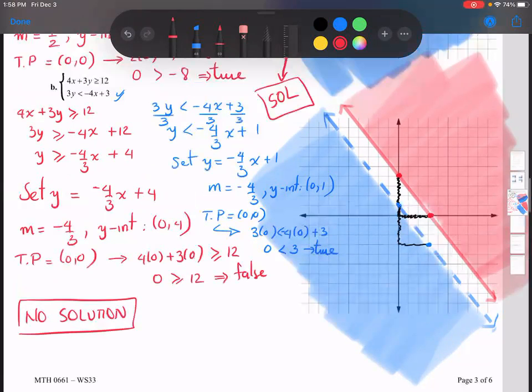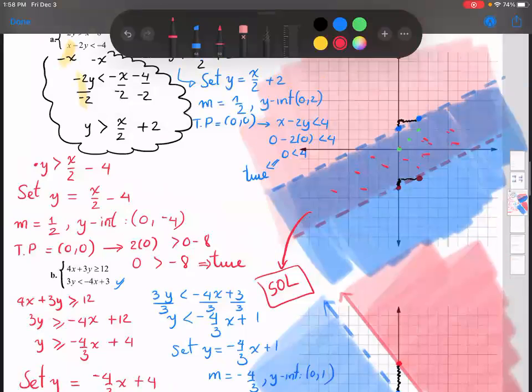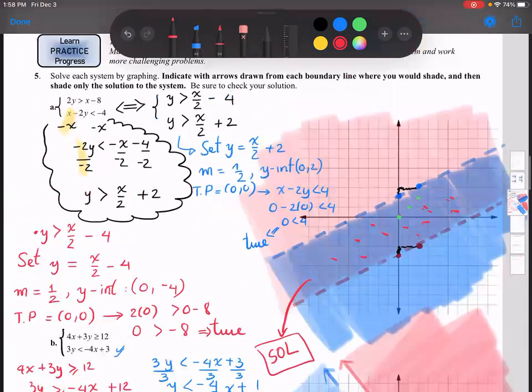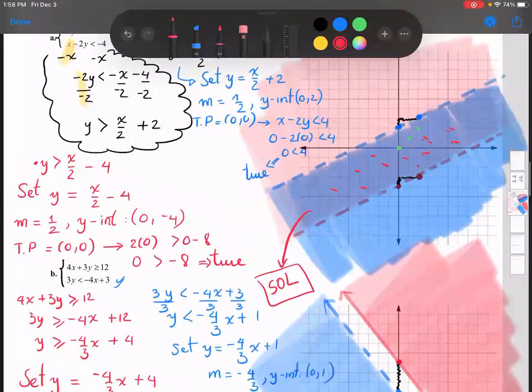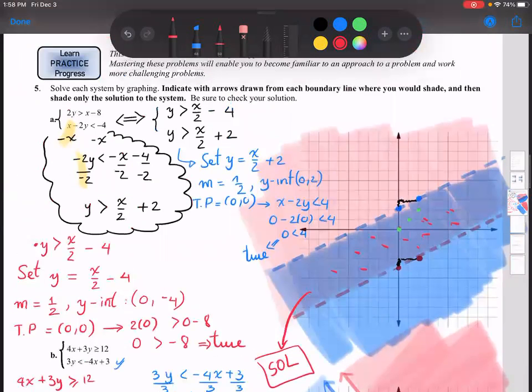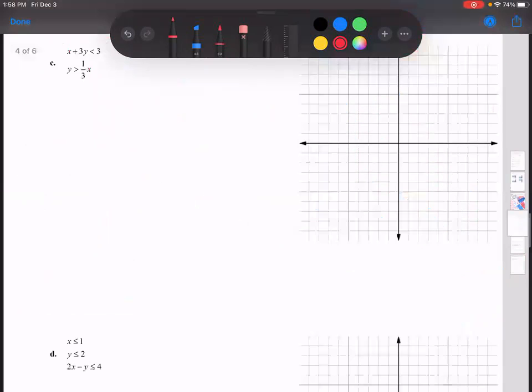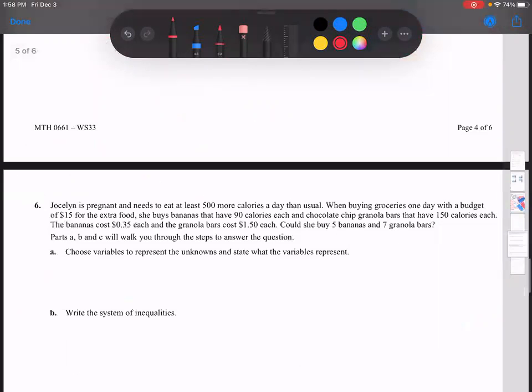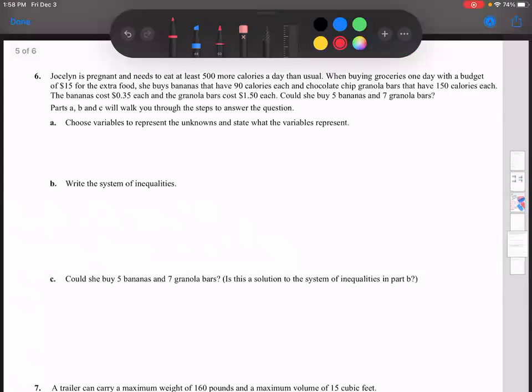Expect something like this on the exam, more like number 5. Maybe you don't see the no solution, but maybe you see something like number 5. I'm not going to do C and D. I just do 2 out of 4 for number 5. And now I'm going to do number 6.